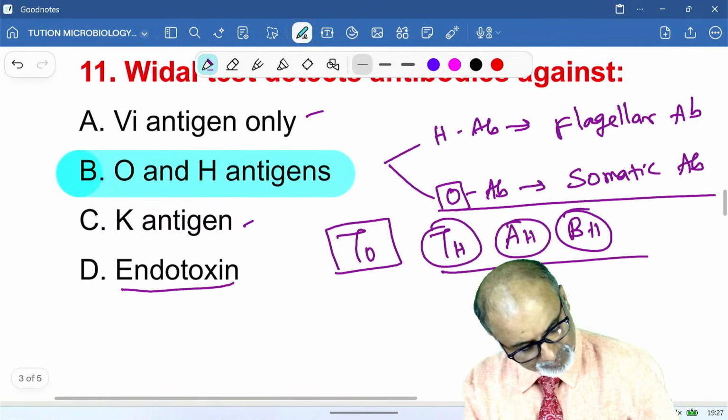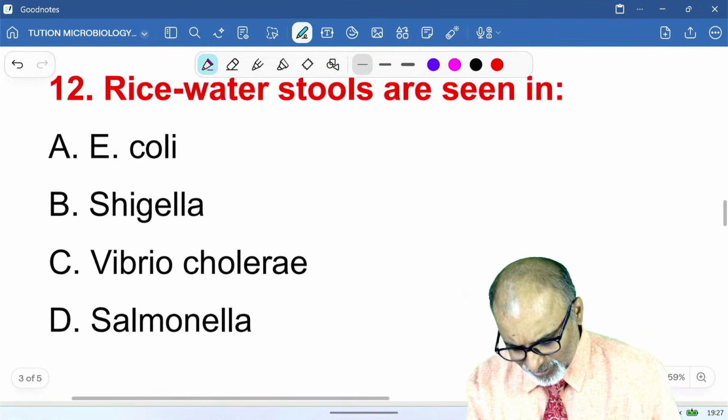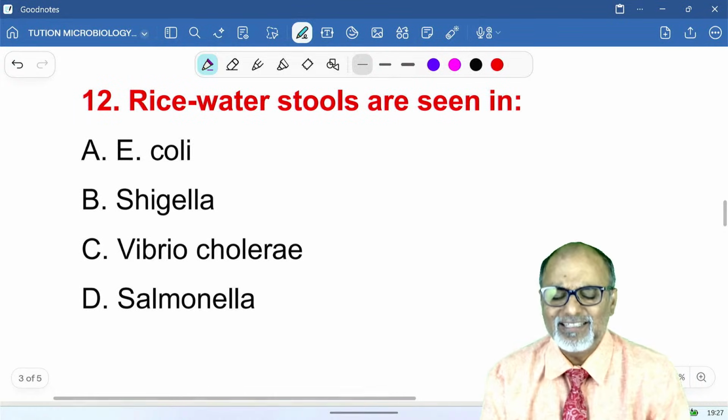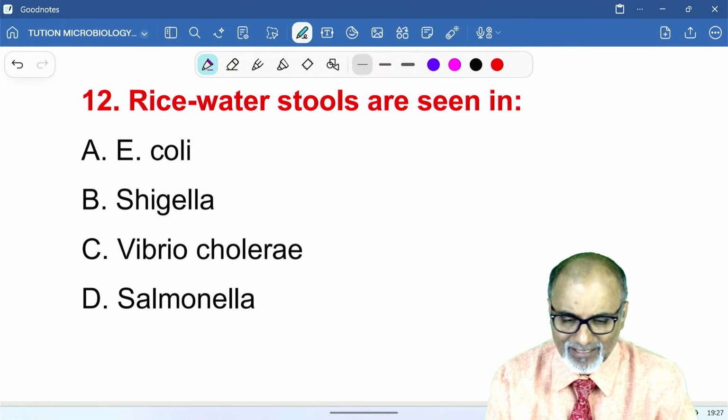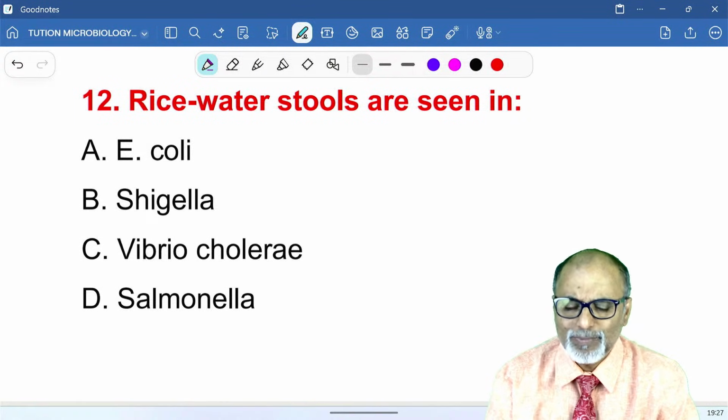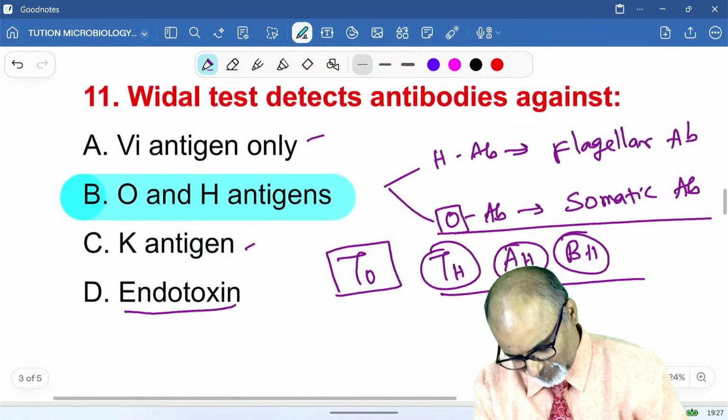Next is rice water stool diarrhea, classical. Some points are very classical. Pea soup diarrhea, where you can get typhoid.